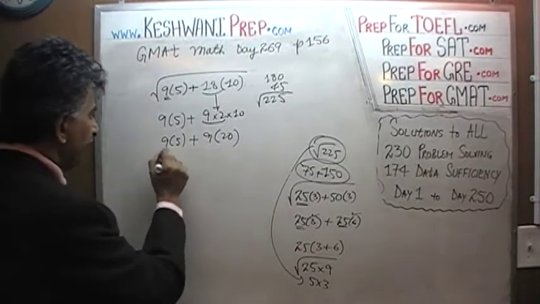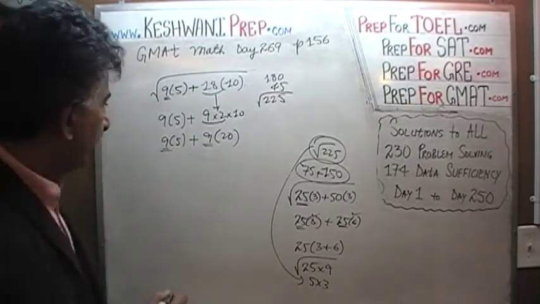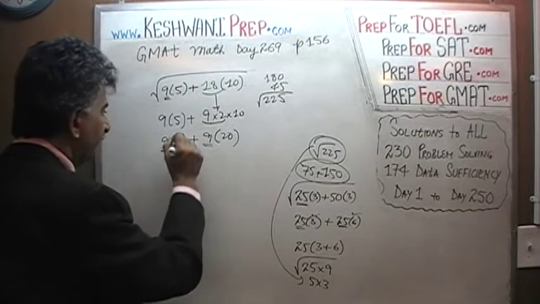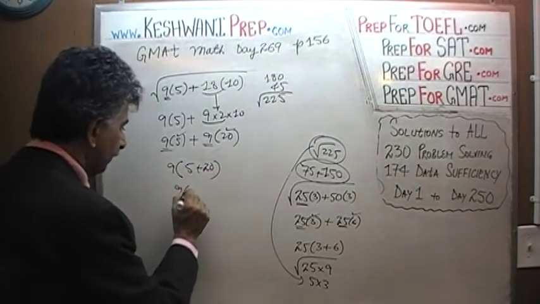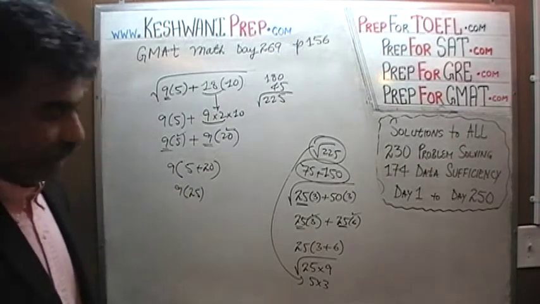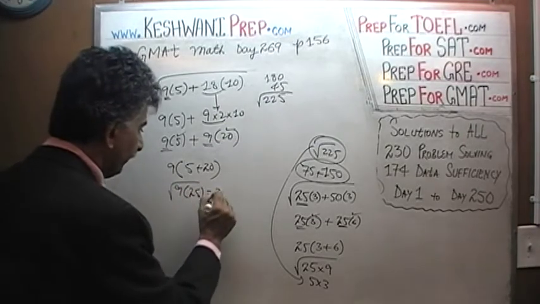Now we can take out the 9 as the common factor. 9 comes out and we are left with 5 and 20. 5 plus 20 is going to give us another perfect square, and that's it, we are done. Now we take a square root of it, it's just 3 times 5.